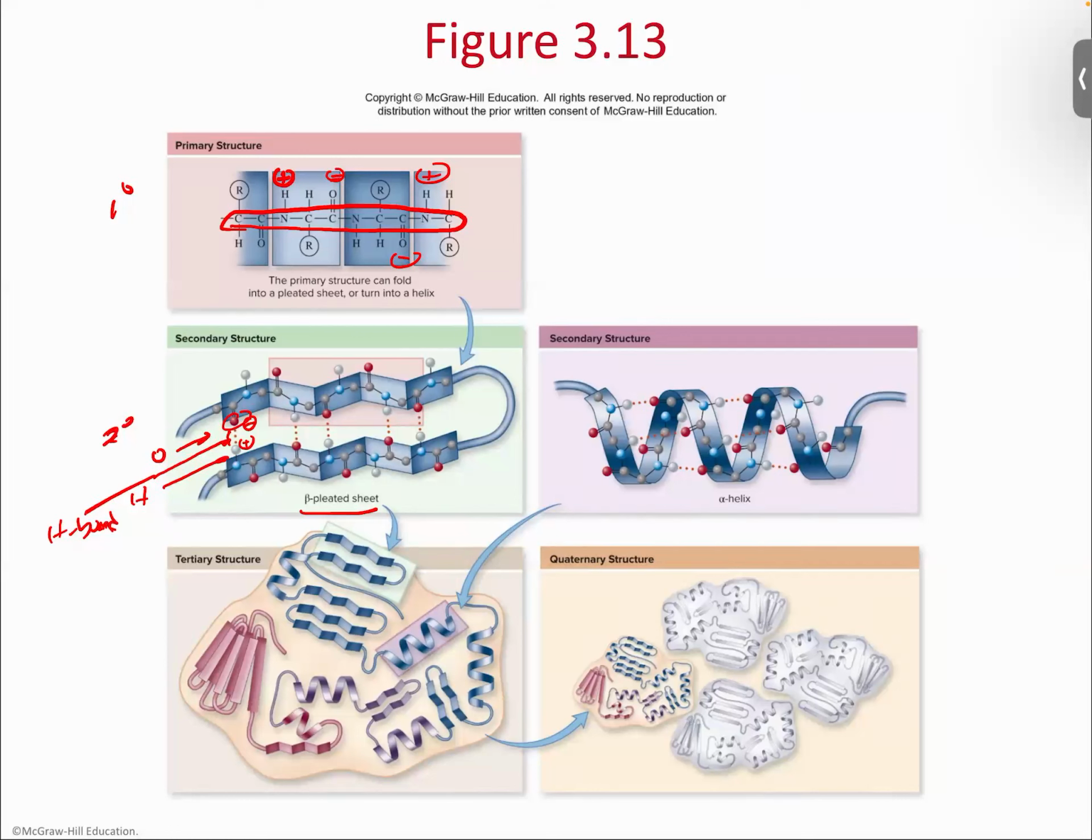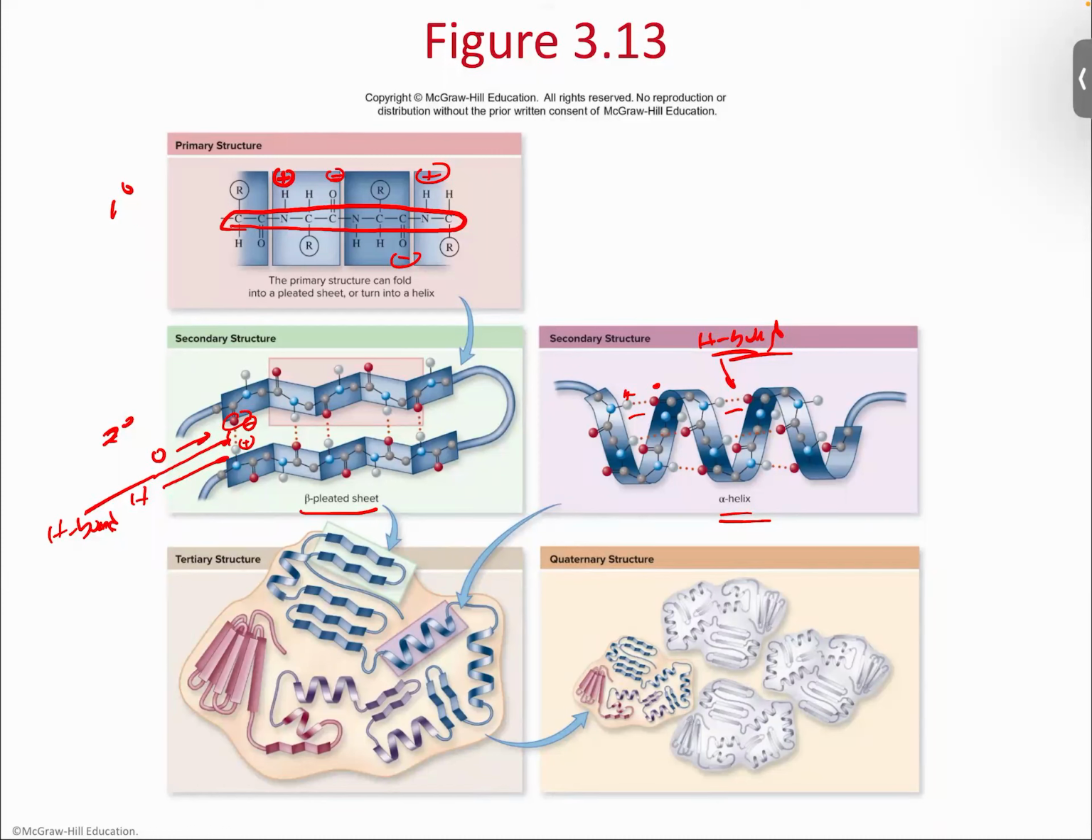So you can see you're basically holding these two accordion-like folded sections together with those hydrogen bonds. That's the beta pleated sheet. The alpha helix is the same basic idea. Here's your hydrogen, here's your oxygen, and you can see you're forming these hydrogen bonds holding these two coils together. For the most part, that's standard secondary structure, either sheet or helix. That's usually what's inside your proteins themselves.